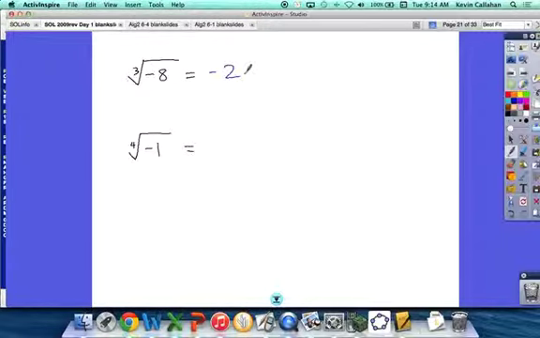It's a non-real number. Any even root of a negative number can't be done, right? Because every time you multiply them together twice, you get a positive. So how do you get a negative out of that? So this is non-real because that is even. A negative number under an odd root is fine. That is a negative.